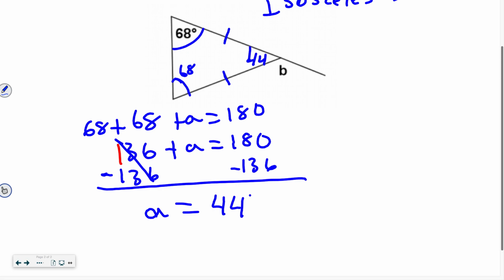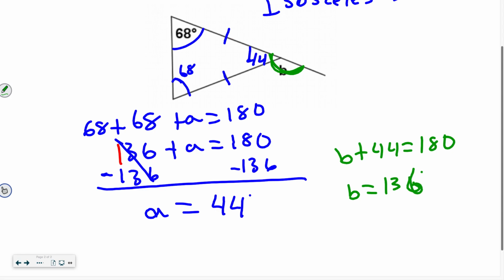So now I can put in my 44 right in here. Well, okay, well, I need to know what B is actually. The goal was to find B, but I needed A before I found B because I know that these two here are supplementary. And I say, okay, well, B plus 44 is equal to 180 degrees. So what is the measure of B? Well, B is 136. Hey, that's a special number that we saw before.